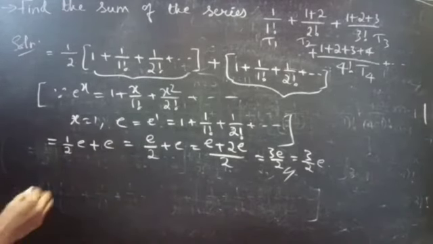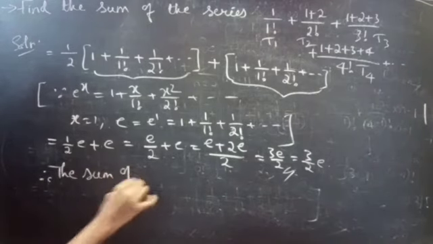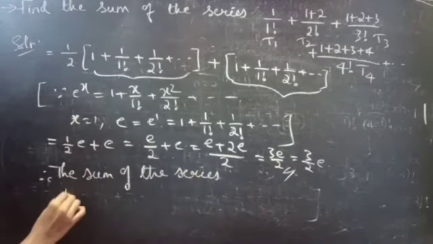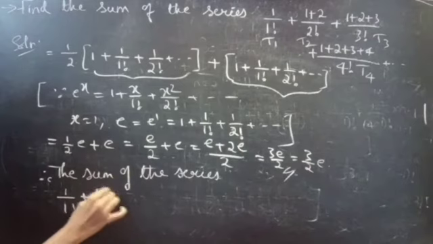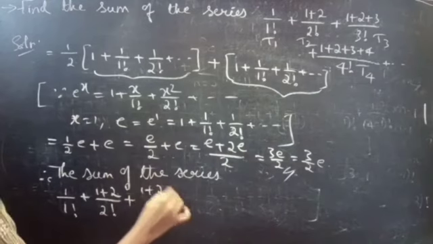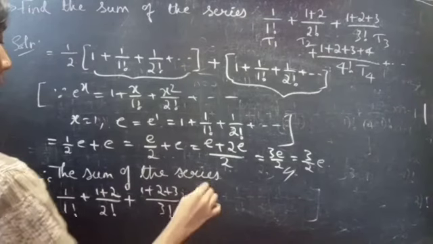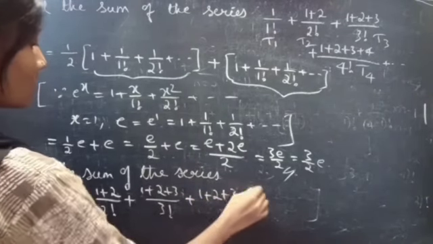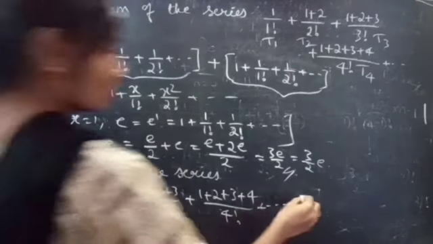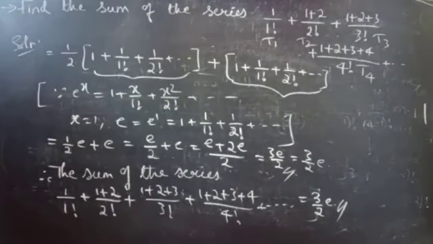So therefore, the sum of the series 1 by 1 factorial plus (1 plus 2) by 2 factorial plus (1 plus 2 plus 3) by 3 factorial plus (1 plus 2 plus 3 plus 4) by 4 factorial plus so on equals 3 by 2 into e. So this completes the problem.